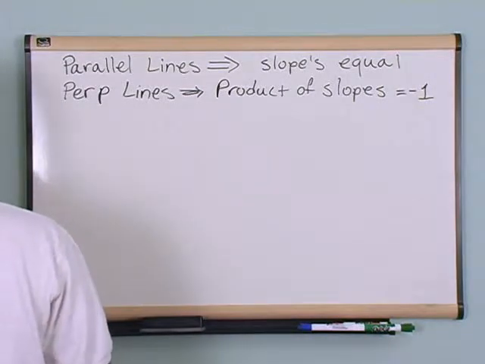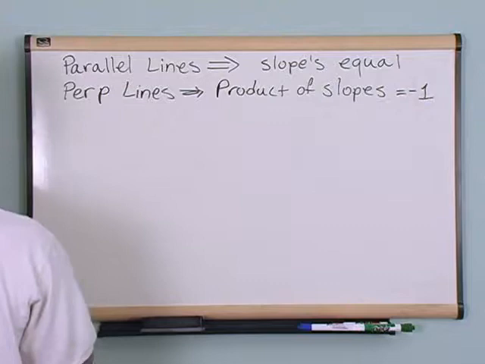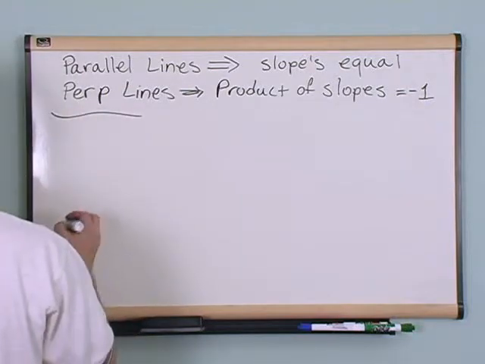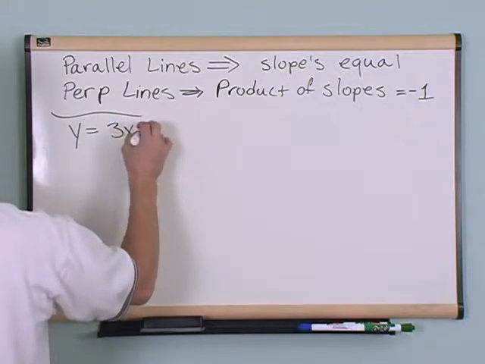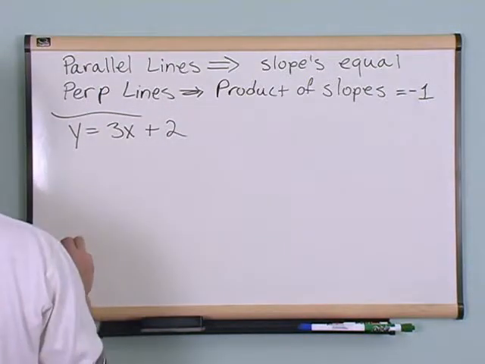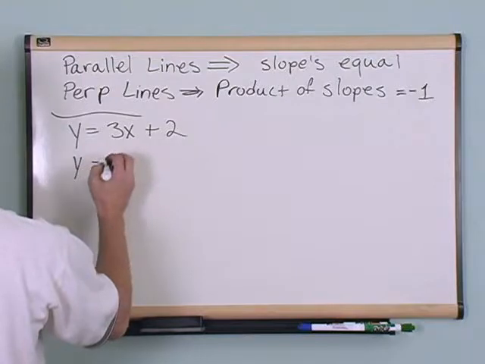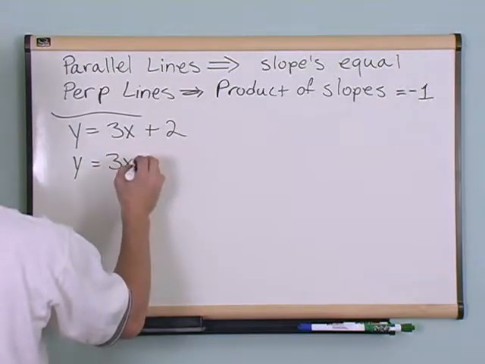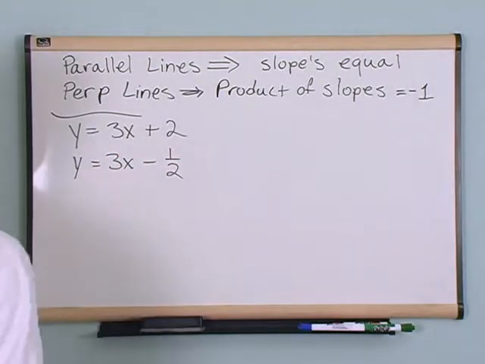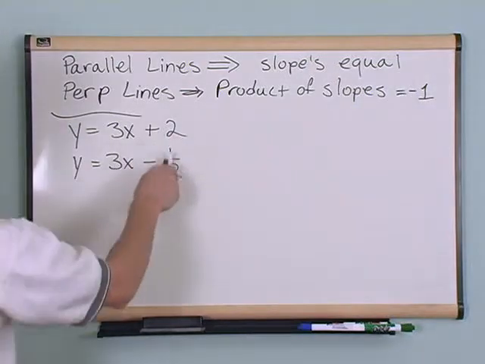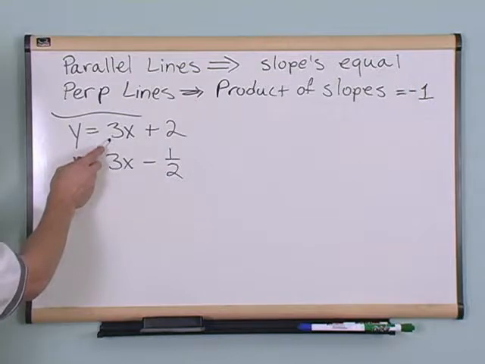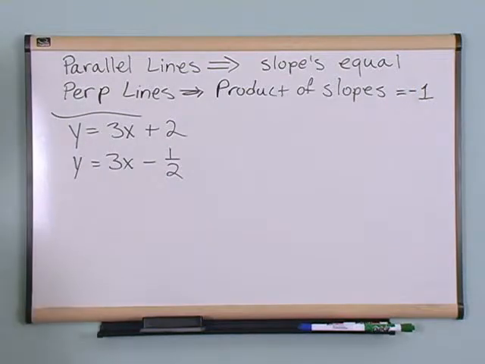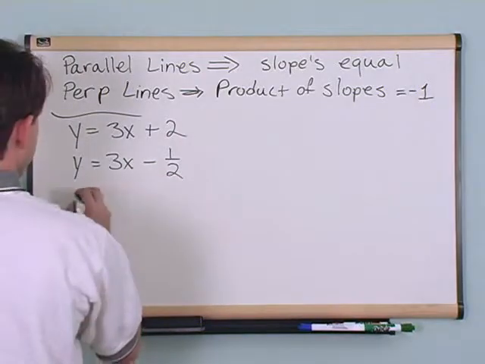Let's say that you have two lines given to you on some test or something like that. The first line is y is equal to 3x plus 2. The second line is y is equal to 3x minus 1/2. These are obviously different lines because this part is different, but notice that the first part of it is exactly the same. The slope of this line is equal to the slope of this line, and so these two lines are going to be parallel.